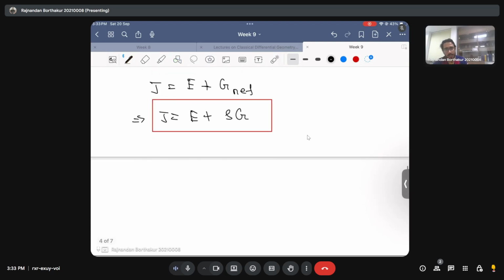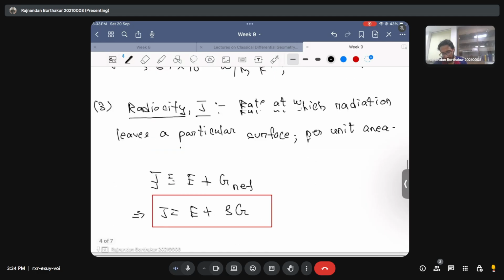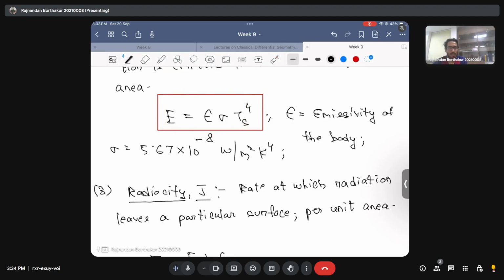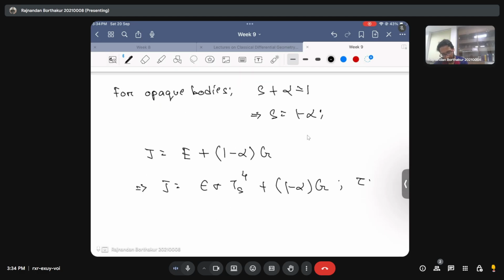And now we'll do a little bit of simplification. For opaque bodies, as we have discussed above, rho plus alpha is equal to 1, so we can write rho as 1 minus alpha, which means the radiosity simplifies to the emissive power E plus (1 minus alpha) times G. And if we use the definition of emissive power, which is the Stefan-Boltzmann law, we can write the radiosity as epsilon times sigma times Ts raised to the power 4, plus (1 minus alpha) times G. Okay, so this is true when tau is equal to 0, or we are considering the body to be an opaque body.